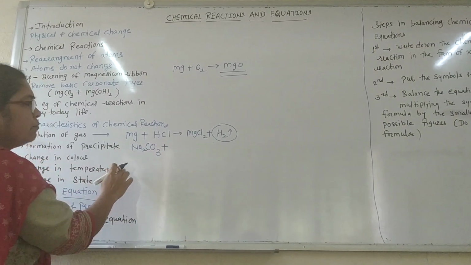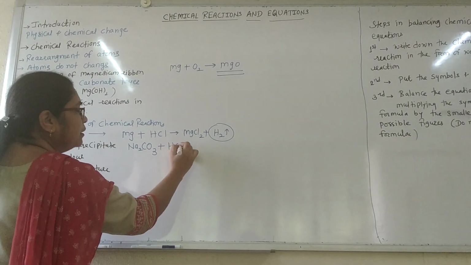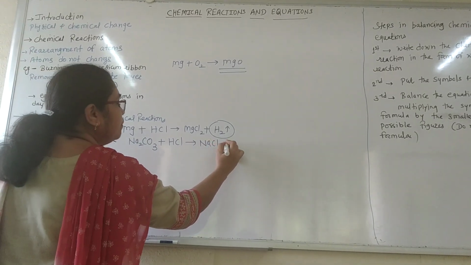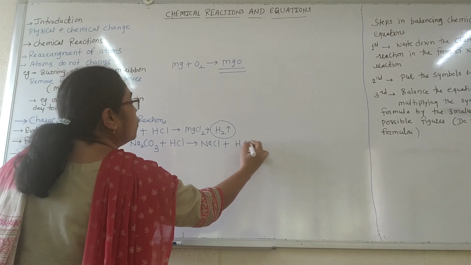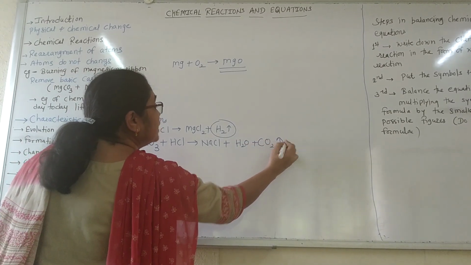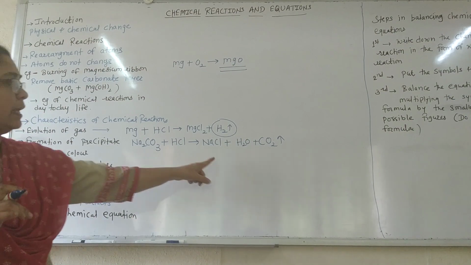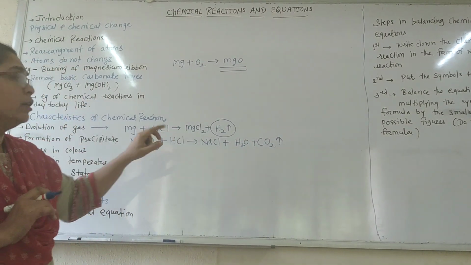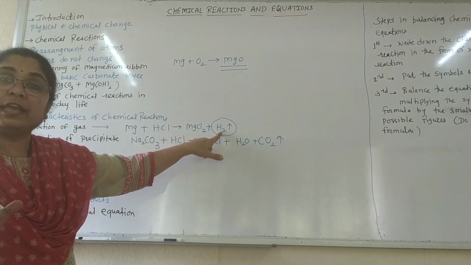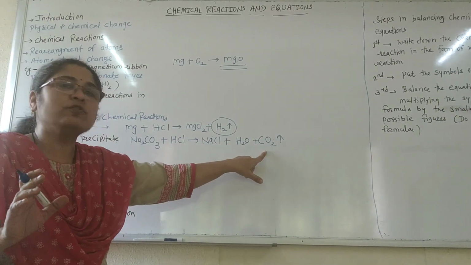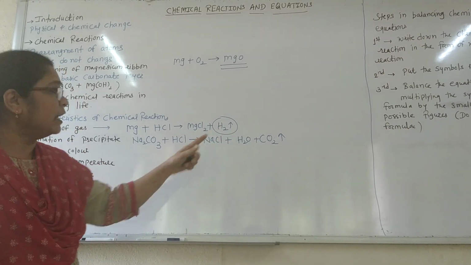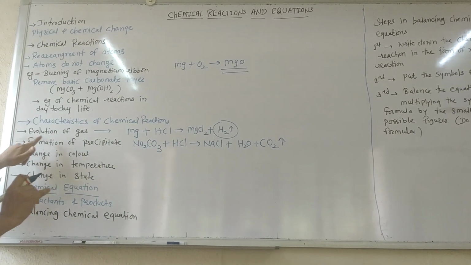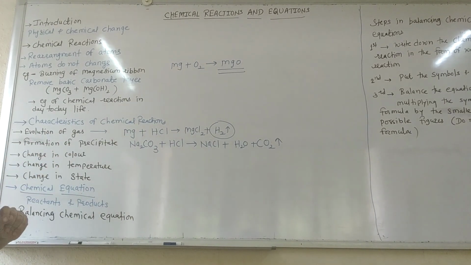Na2CO3, sodium carbonate, when it reacts with HCl, gives NaCl plus H2O plus CO2. During this reaction, carbon dioxide gas is evolved. So it is not always hydrogen gas that is evolved. Carbon dioxide gas or sulfur dioxide gas can be evolved during the reaction, depending on the type of reactants. Okay, this is about the evolution of gas.